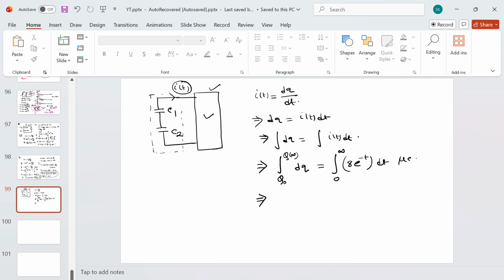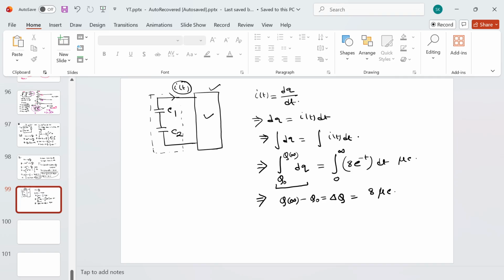This particular change I am calling delta q, because delta q is simply q of infinity minus q of 0. This particular quantity delta q is equal to 8, what will be the value? 8 microcoulomb.